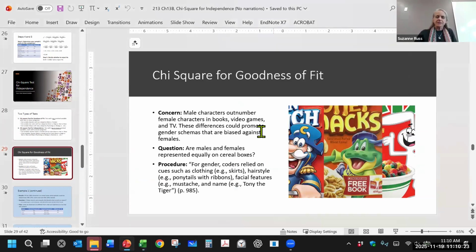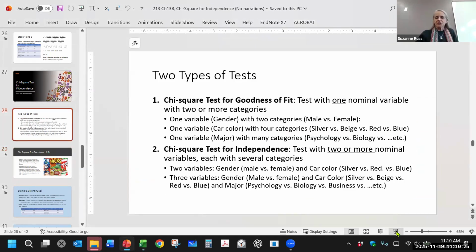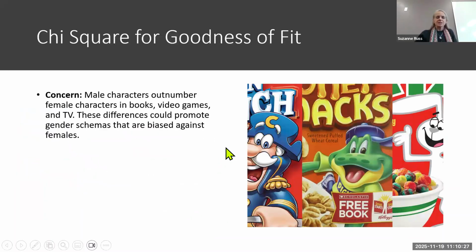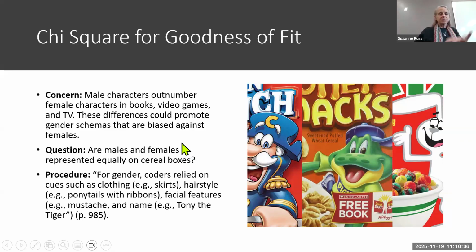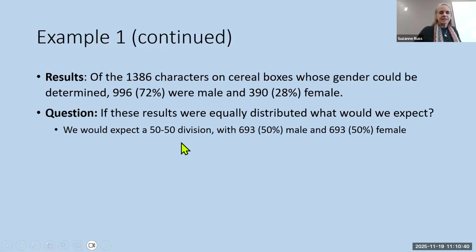back to the cereal boxes. They were interested in an additional question. They weren't just interested in whether there were more male and female characters. They were also wondering how those male and female characters were portrayed. And so we already know about the gender, and we had done this example.